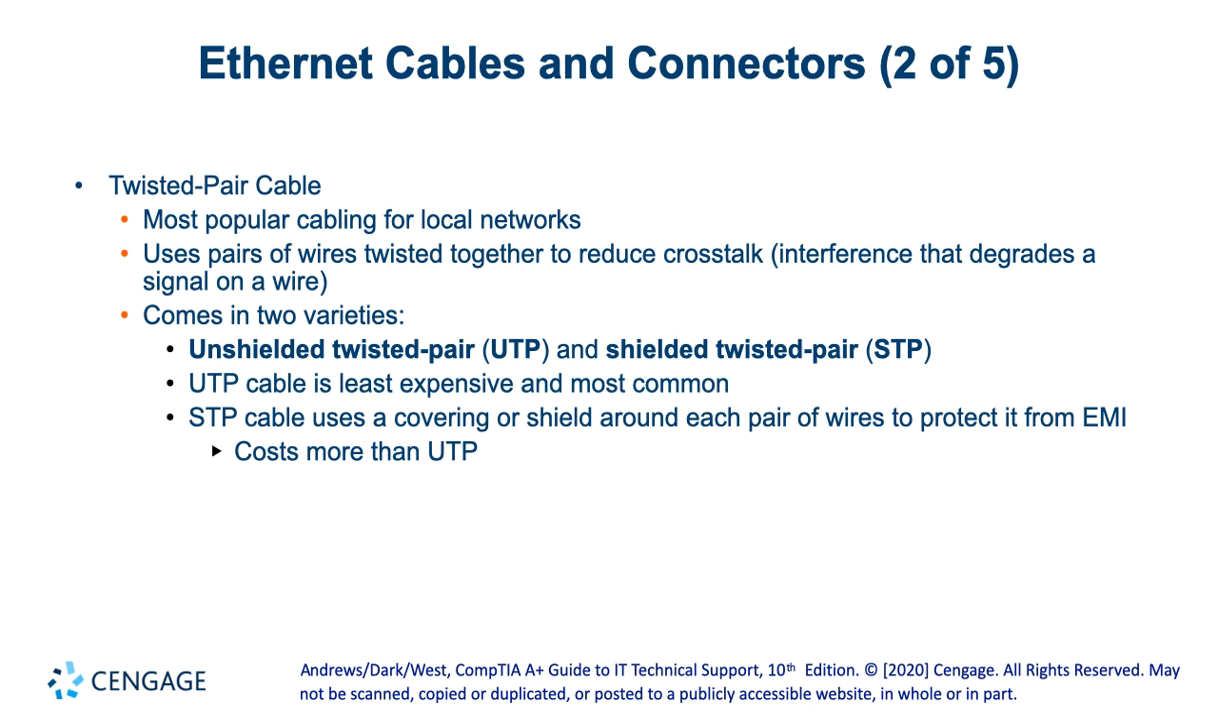Shielded twisted pair is sometimes used in more industrial settings where the cabling may be needed to run near motors and machines that produce electromagnetic interference. Also, certain government and military networks may also use shielded twisted pair cabling to protect against EMI.